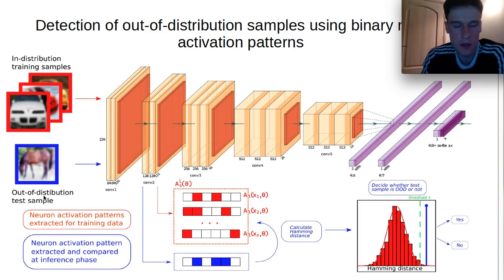Then, to check whether a test sample is in or out of distribution, we need to propagate it through the network and extract the binary activation patterns exactly the same way as we did for the training samples. Then we need to calculate the Hamming distance between the test sample and the most similar training pattern out of all those memorized, and based on how big the Hamming distance is, we can decide whether the test sample is in or out of distribution.